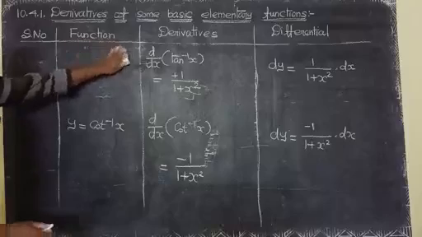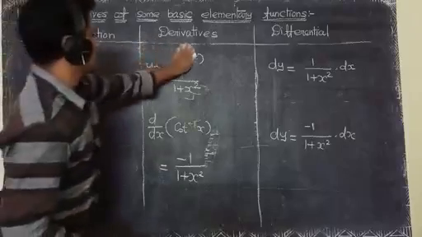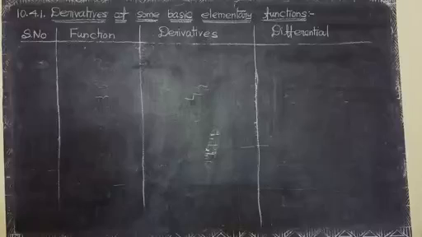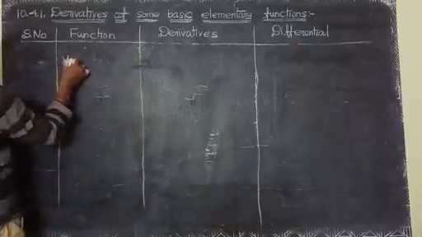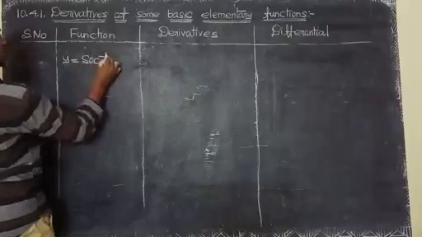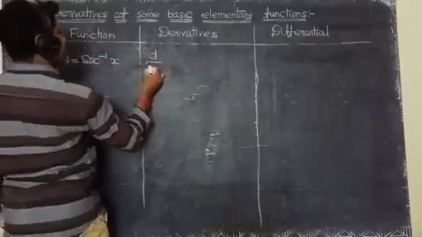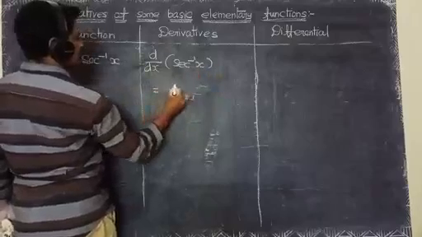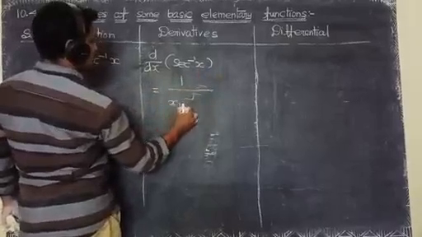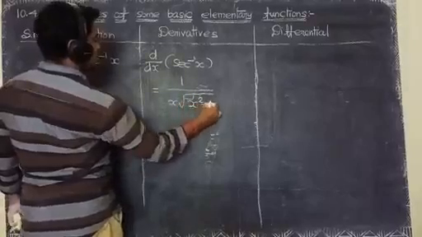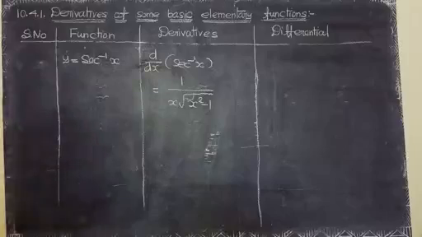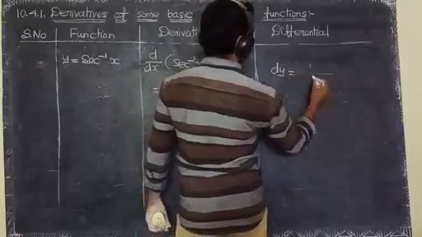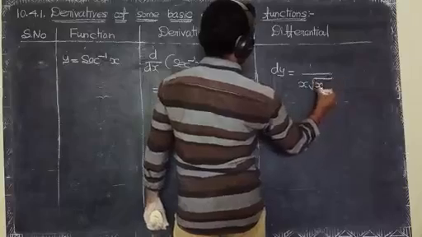Next the function y equal to secant inverse x. Then the derivative d by dx of secant inverse x is equal to 1 divided by x into square root of x square minus 1. The differential dy is equal to 1 divided by x into square root of x square minus 1 into dx.